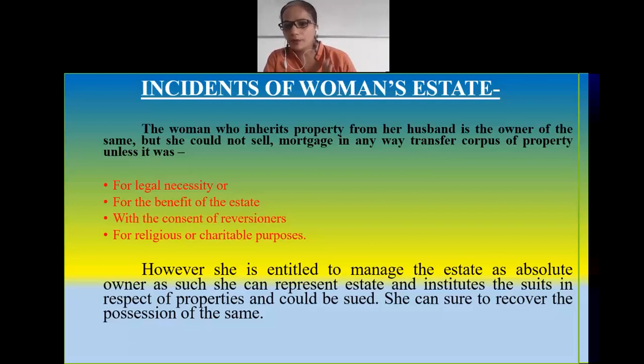As such, she can represent the estate, she can file a suit in the court in respect to that property, she may even face litigation in respect to that property, and apart from that, she can sue to recover the possession of the same. If she files a suit for the recovery of possession, because she is entitled to manage that estate as an absolute owner, definitely she will have a right to recover the possession of the same.